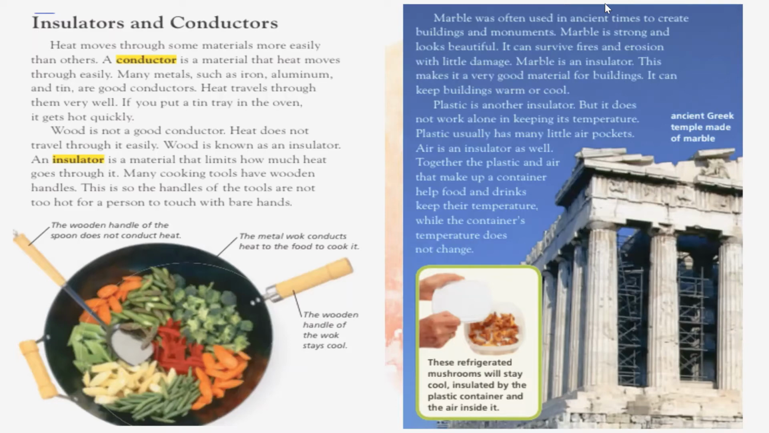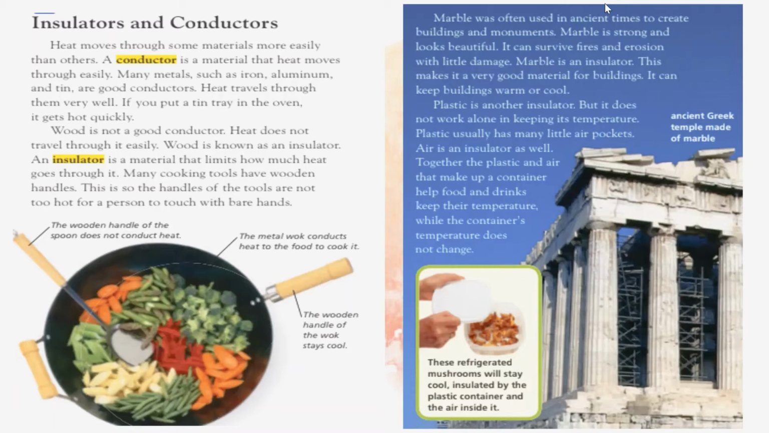All right, so now we're on the page with the blue. Marble is often used in ancient times to create buildings and monuments, which is the picture you see there. It's an ancient Greek temple made of marble. Marble is strong and looks beautiful. It can survive fires and erosion with little damage.